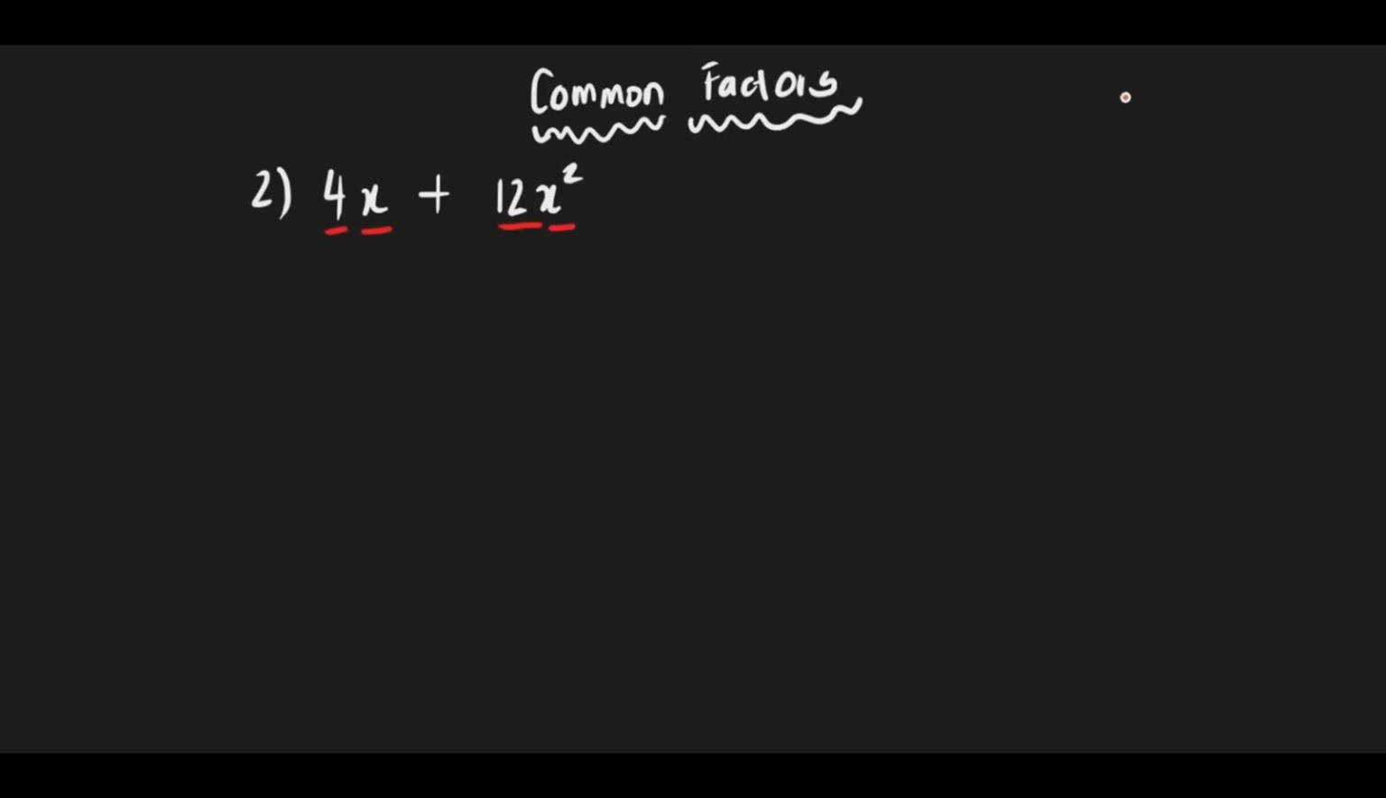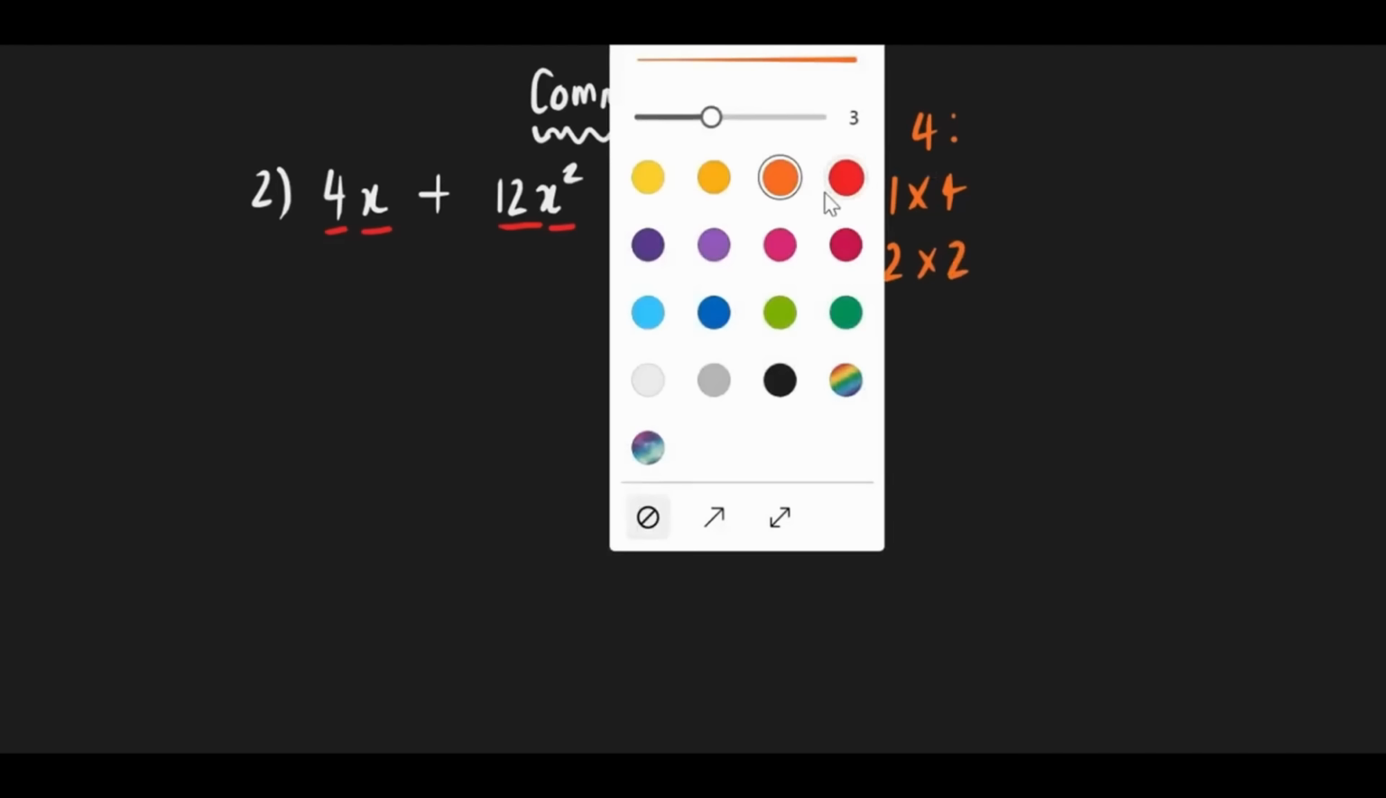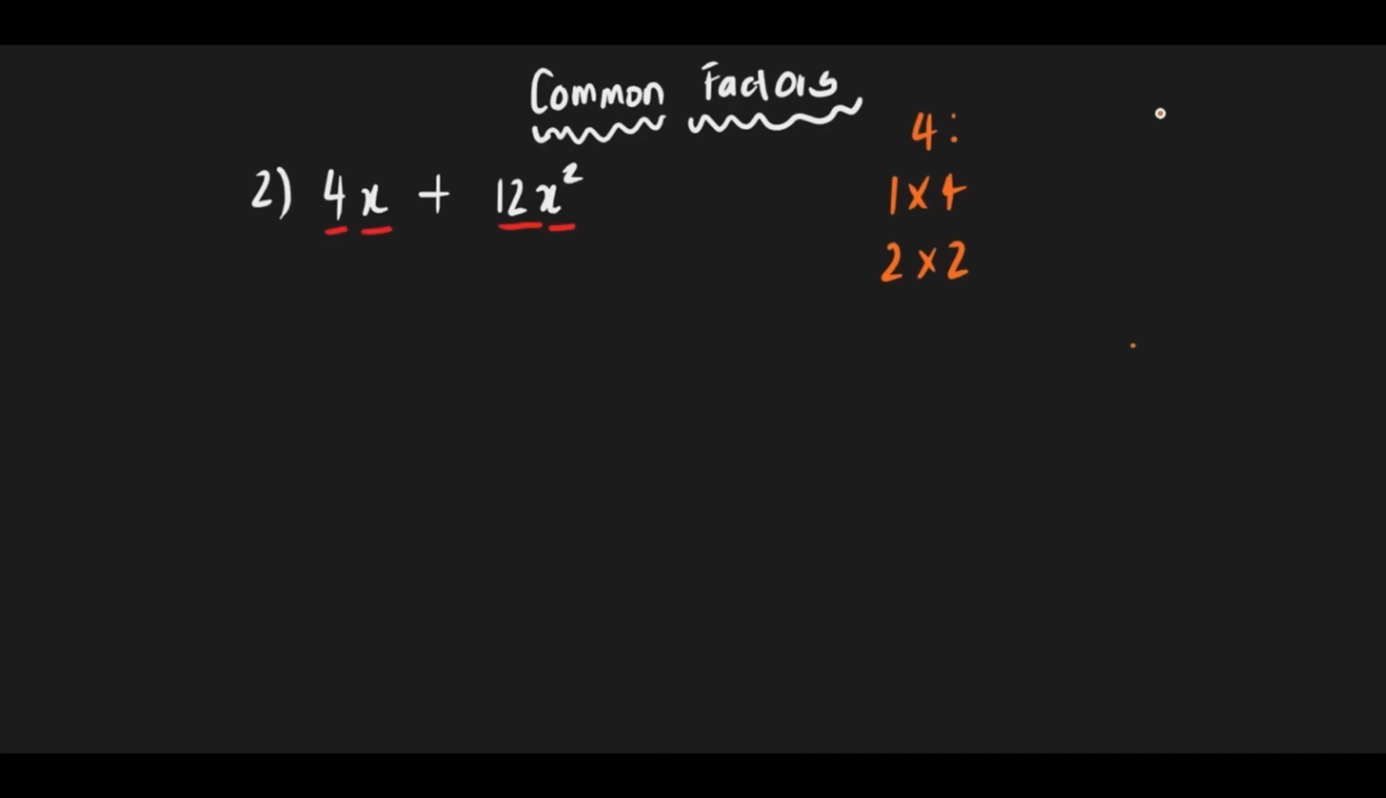So on the side, let's write the factors of 4. We know the factors of 4 are 1 multiplied by 4, and the second one is 2 multiplied by 2, right? Now, let's go and find the factors of 12. The factors of 12 are going to be 1 multiplied by 12, then 2 multiplied by 6, and the last one is going to be 3 multiplied by 4.